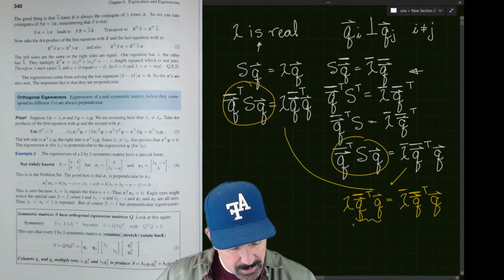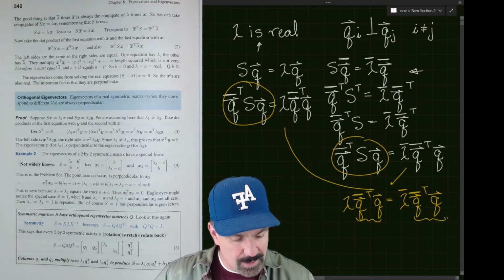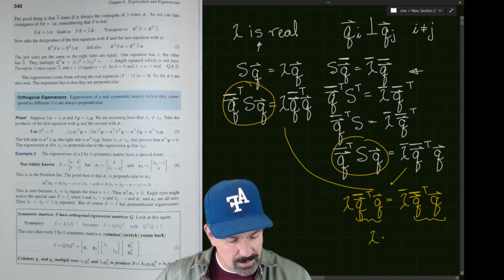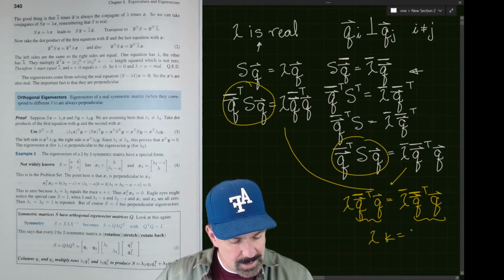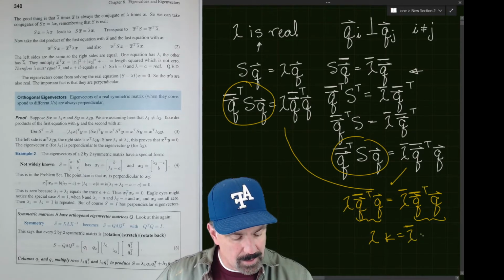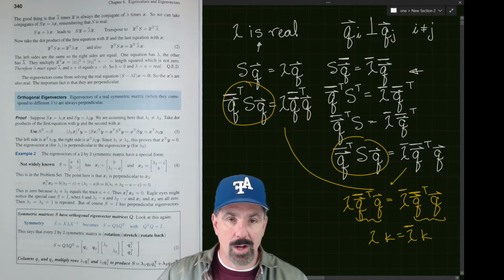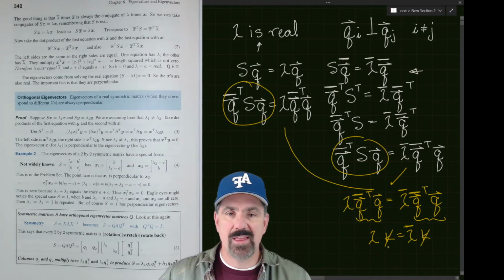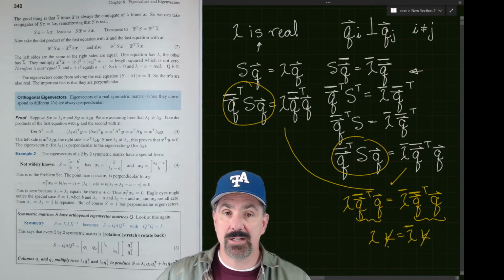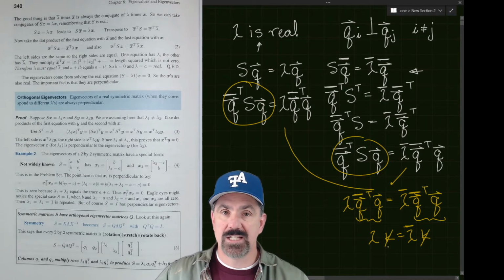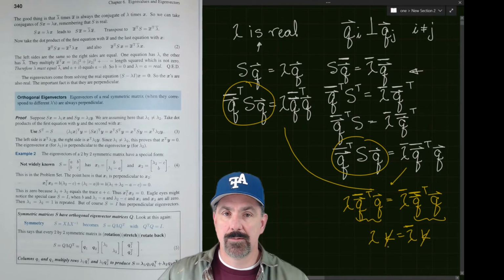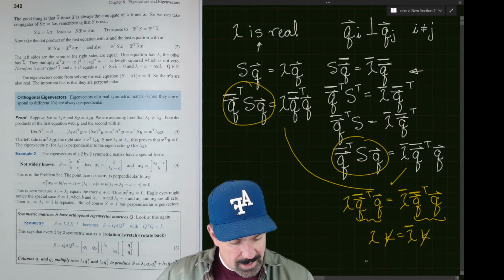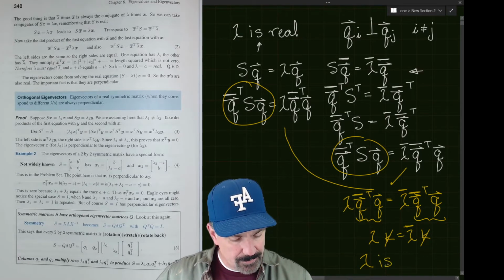So I have lambda multiplied by some number is equal to lambda complex conjugate times the number, and it doesn't matter what this number is. Well, I can divide it out, and the only way that a number is equal to its complex conjugate is if it's a real number, if the imaginary part of it is equal to 0. So what I know then is lambda is real.